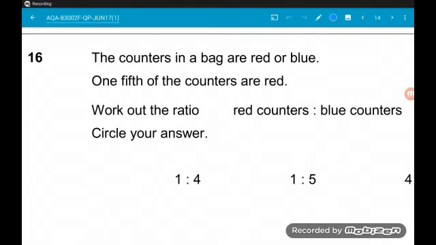Question 16. The counters in a bag are red or blue. 1/5 of the counters are red. We want to work out the ratio red counters to blue counters. So let's just think of this as simply as possible. If there are 5 counters in a bag, that means if 1/5 of them are red, 1 is red and 1 is blue. Sorry, 4 are blue. So red to blue is going to be 1 to 4.